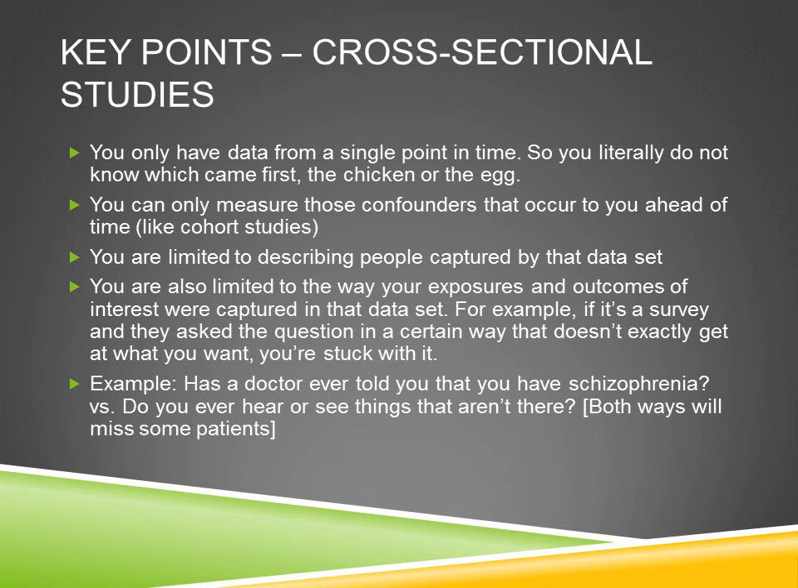So, for example, you could ascertain schizophrenia in lots of different ways. You could say to patients, has a doctor ever told you that you have schizophrenia? Or you could say to them, do you ever hear or see things that aren't there? And both ways will miss some patients. Some patients will not remember that they were told that they had it. Some patients will deny that they hear or see things that aren't there. So, it's an imperfect question. So when you have these cross-sectional data sets, you have to think about how the question was asked in the data set, and is it really what I want to know?